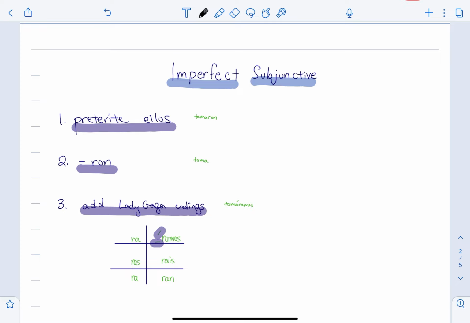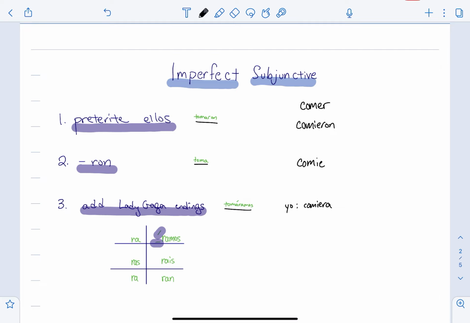So the imperfect subjunctive of tomar, you would start by putting it in the preterite ellos, tomaron, minus the ron, so we have toma, and add the Lady Gaga endings. If your subject was nosotros, it would be tomáramos. Let's do a couple more for practice. How about the verb comer? The preterite ellos of comer is comieron. Subtract the ron, we have comie. And let's say we're conjugating for yo, it would be comiera.